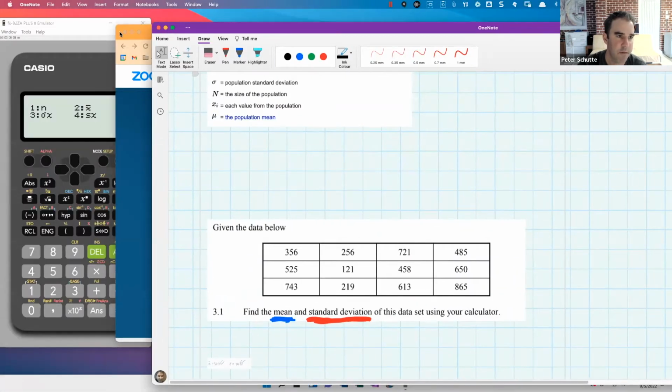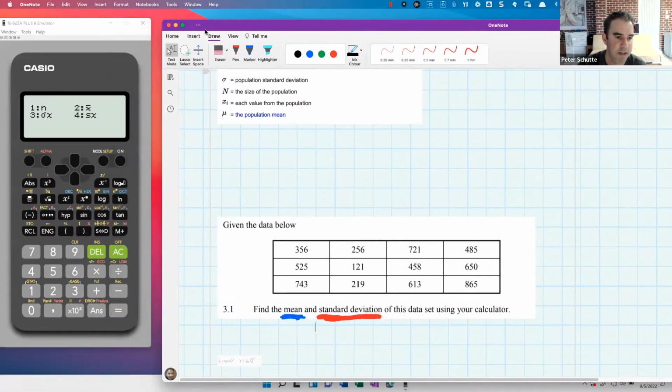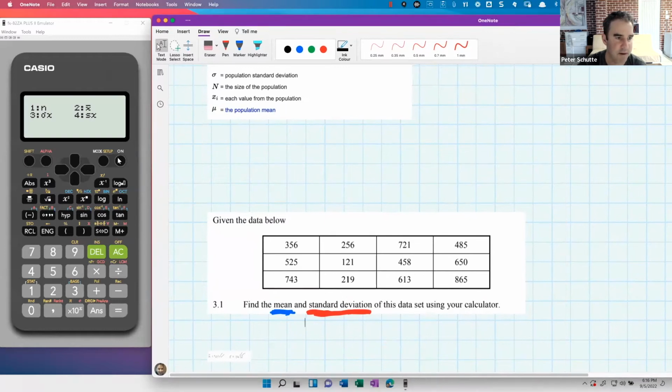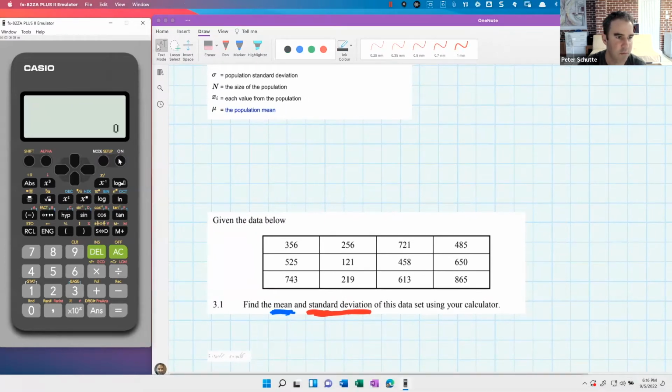Give me a thumbs up if you can see my calculator on the board. I had to do a little bit of technical checking, but I'm glad to say that I have my calculator to demonstrate this. Okay, so what do we have to do to find the standard deviation with our calculator?